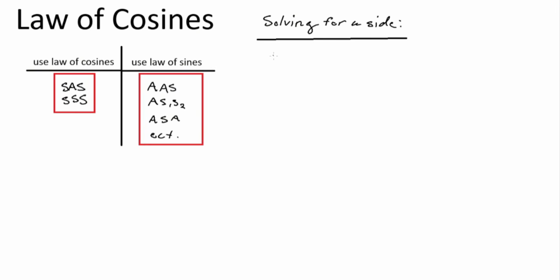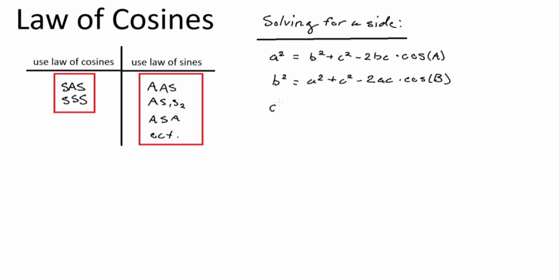The first equation is a squared is equal to b squared plus c squared minus 2bc times the cosine of angle A. The next equation is b squared is equal to a squared plus c squared minus 2ac times the cosine of angle B. And the remaining one of this group is c squared is equal to a squared plus b squared minus 2ab times the cosine of angle C.